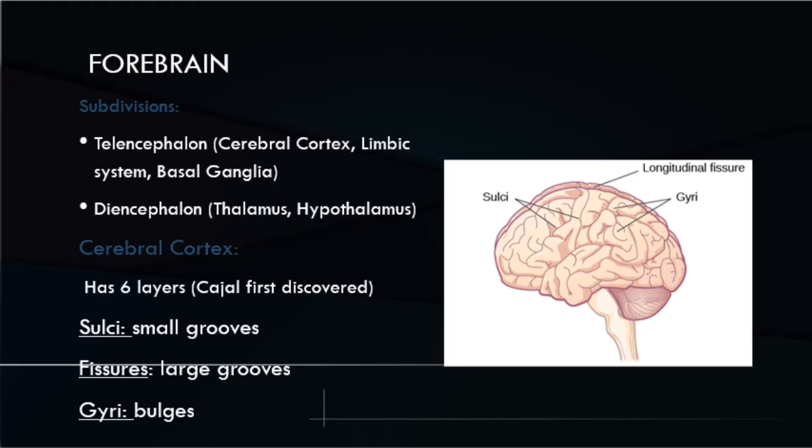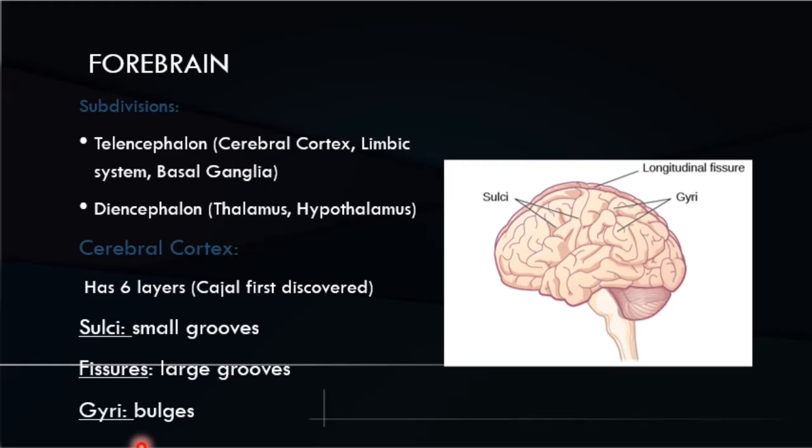As you saw, forebrain is the biggest part and has most structures compared to the other parts. Not that it's more important. Actually, midbrain is very important for survival. But there is more to remember about the forebrain. The subdivision, telencephalon, that is cerebral cortex, limbic system, and basal ganglia, and diencephalon, that has thalamus and hypothalamus. The cortex has 6 layers.